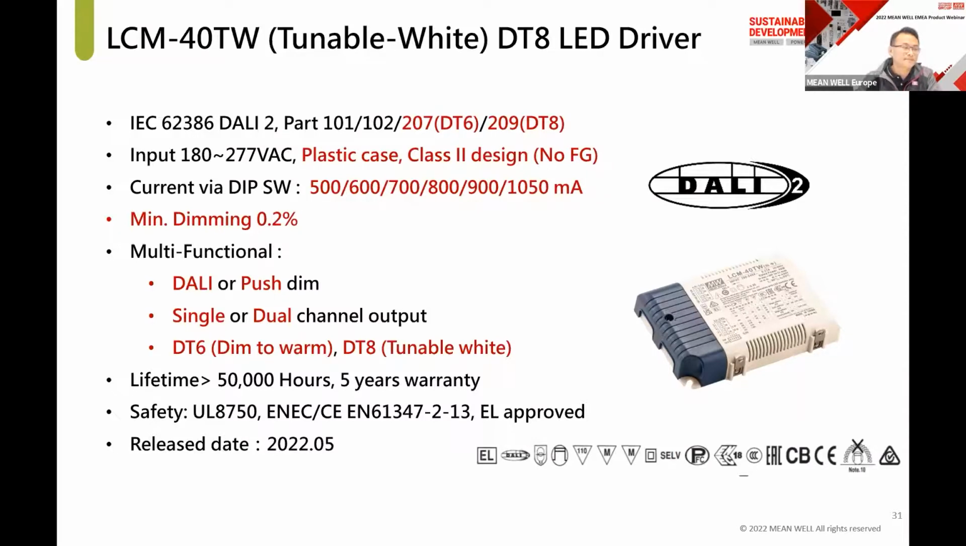The LCM TW version has a very low minimum dimming level. Each channel's minimum level can go down to 0.2%. The Tunable-White version was released in May this year. If you have a question or feedback, or you have a high demand for RGB control, please feel free to let us know.